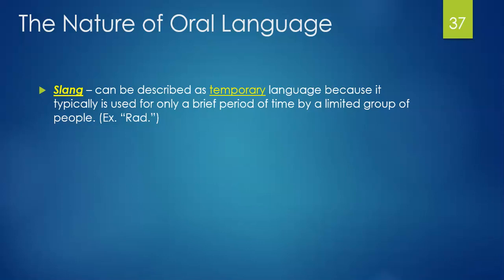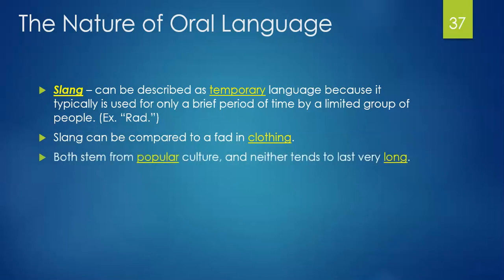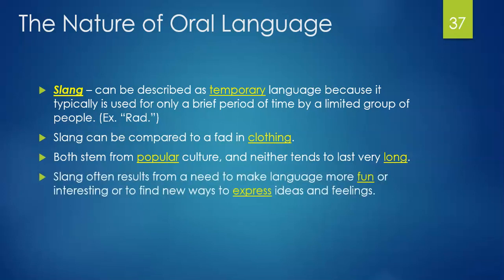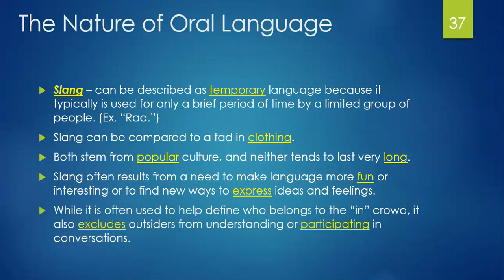Slang can be described as a temporary language because it typically is used for a brief period of time by a limited group of people. An example of slang could be RAD, which is short for, you fill in the blank. Slang can be compared to a fad in clothing. Both stem from popular culture, and neither tends to last very long. Slang often results from a need to make a language more fun or interesting, or to find new ways to express ideas and feelings. While it is often used to help define who belongs to the in crowd, it also excludes outsiders from understanding or participating in conversations.